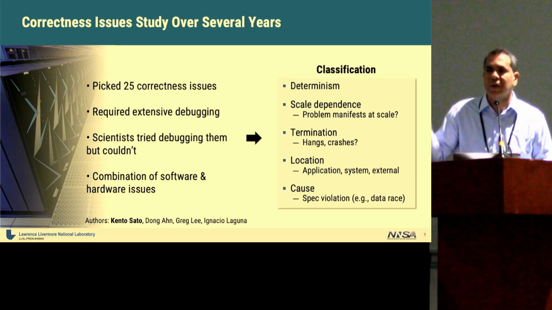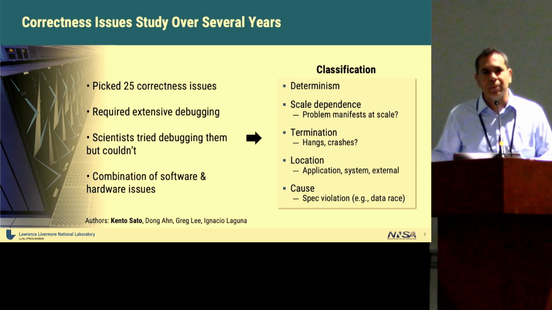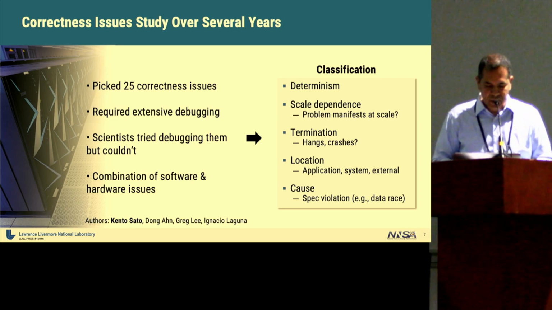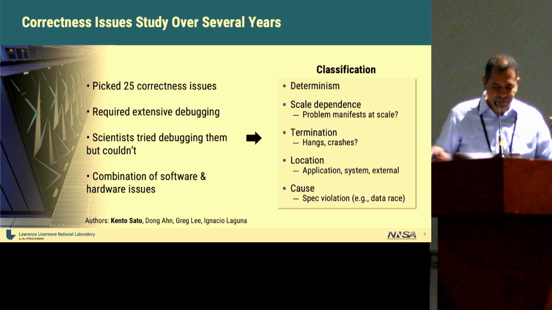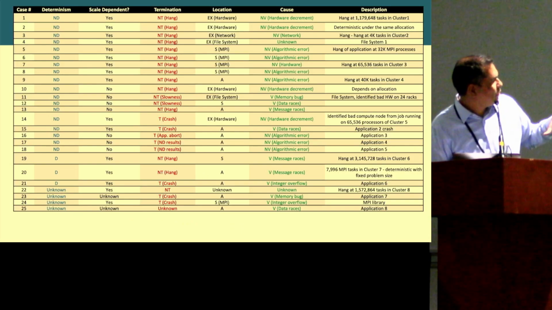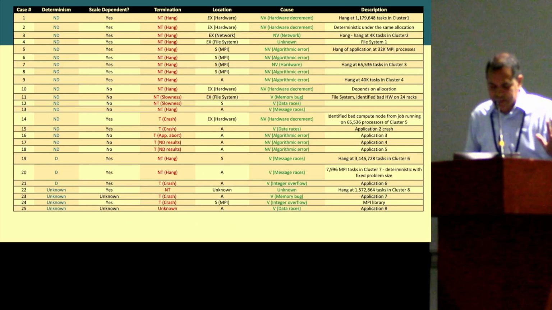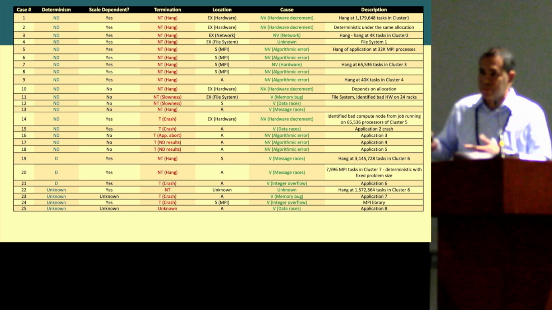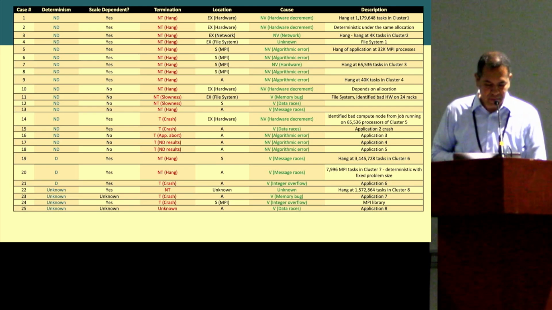So for example, if you have a data race in OpenMP, that would be a specification violation. So we took those 25 cases, we classified them. Here's the table of the results. I hope you can see this table. I'm going to share the slides later on so you can take a look at the data, but let me go through some of the columns here.